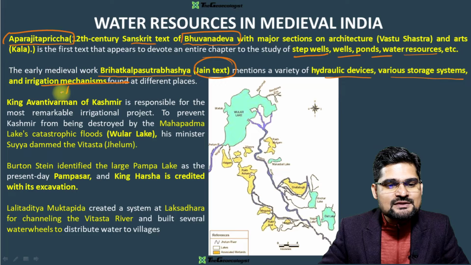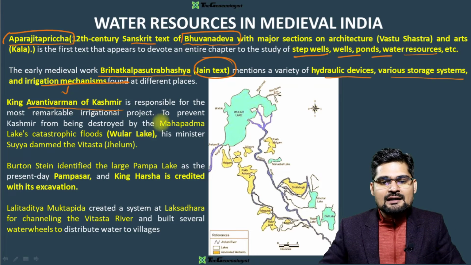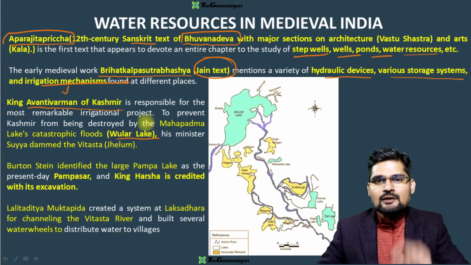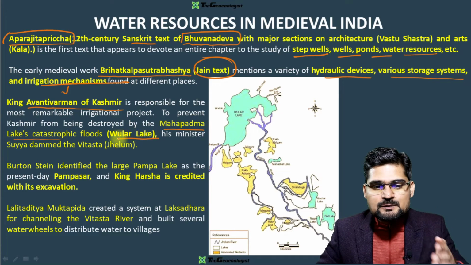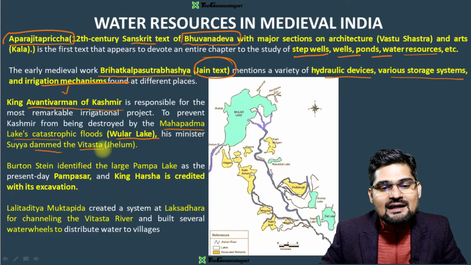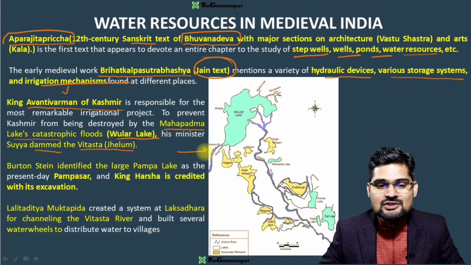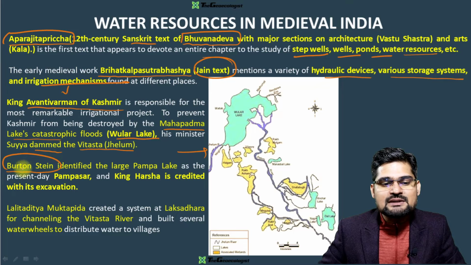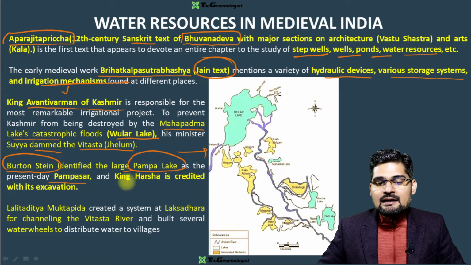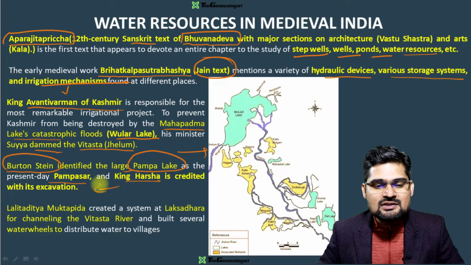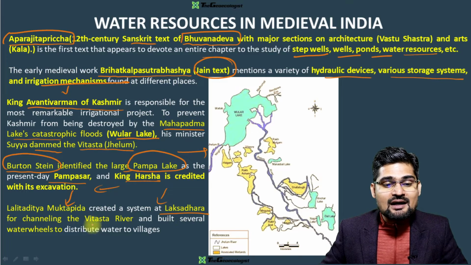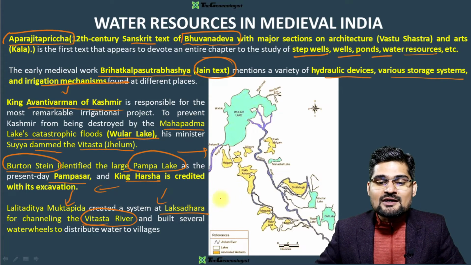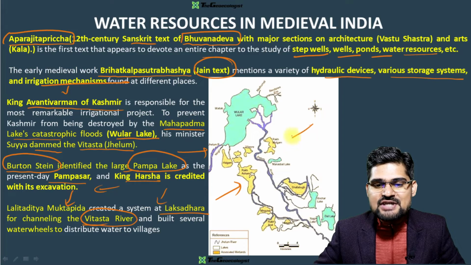So you see the times of King Avantivarman of Kashmir, and here you have the Wooler Lake, which is known as Mahapadma Lake, and its catastrophic flood. It was protected by damming the Vitasta river, which is the Jhelum river, during the ancient period. Again, if you observe the writings of Burton Stain, he identifies Pampa Lake, Pampasar. Remember, King Harsha is credited with its excavation, and Lalitaditya Muktapid, the famous king, created Lakshadhara for channeling the Vitasta river. So here is the map of Wooler Lake and several channels around it.